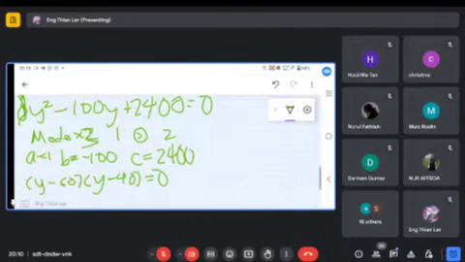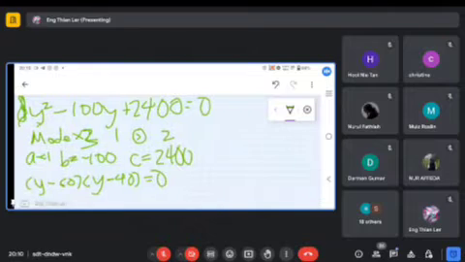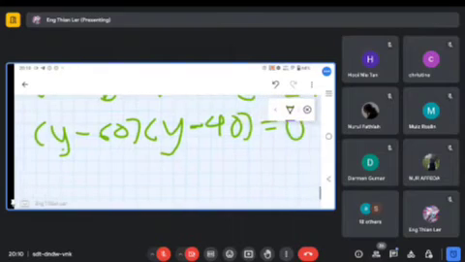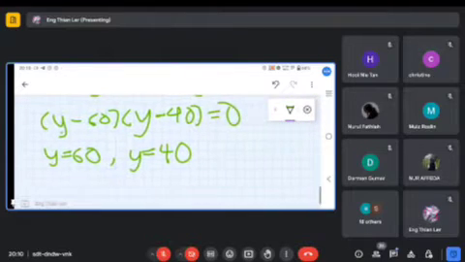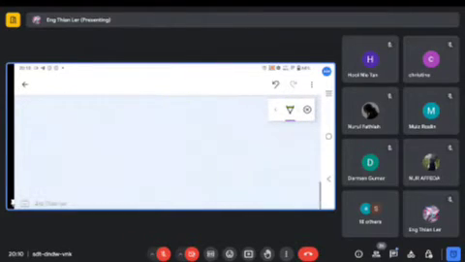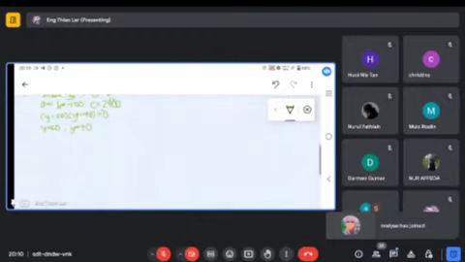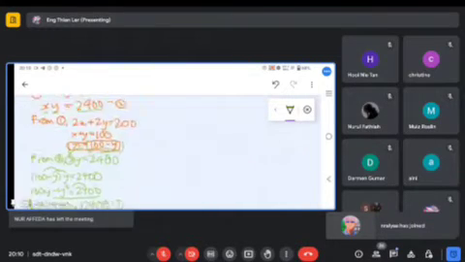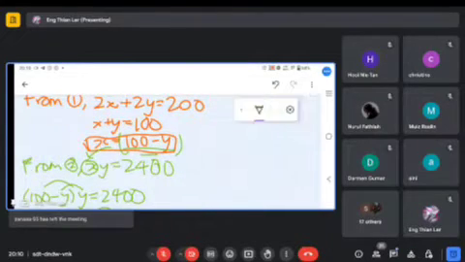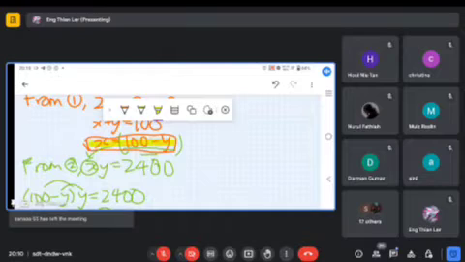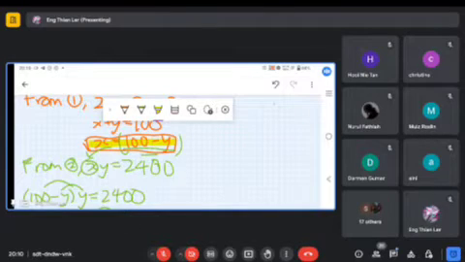So from this quadratic equation, we found y equal to 60 and y equal to 40. And that is not the answer yet. Remember that we still have an x waiting for us. So look at this. x is equal to 100 minus y. So we know that x is equal to 100 minus y. We have two y values. This means that we must also have two x values too.